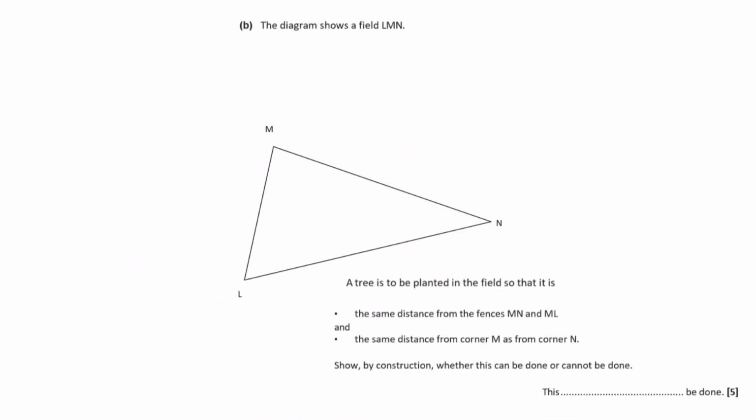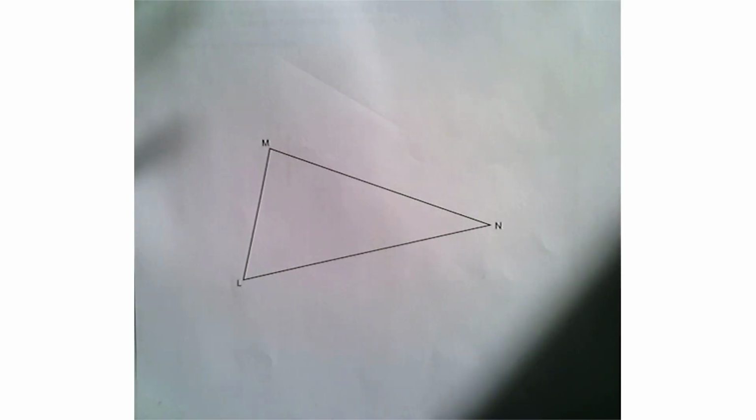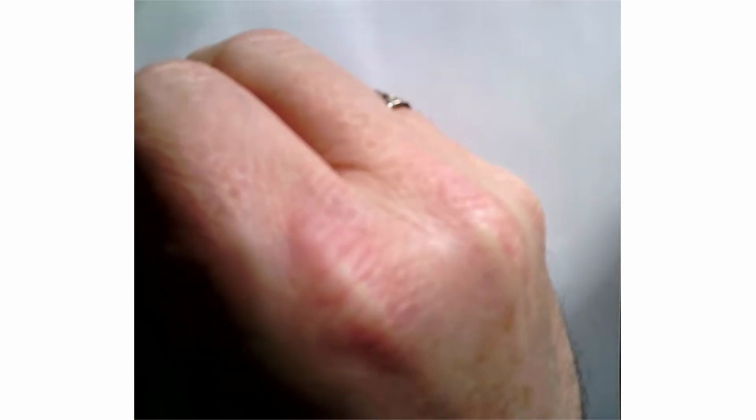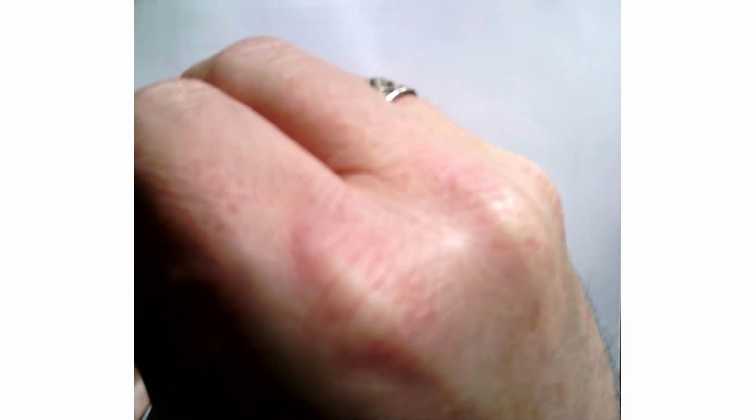Part B, the diagram shows a field LMN. A tree is to be planted in the field so that it is the same distance from the fences MN and ML, and the same distance from corner M as the corner N. Show by construction whether this can be done or cannot be done. Okay, and we've got a space to say if it is or isn't on the answer line. Right, first off, I'm going to make the same distance from fences MN and ML. That's an angle bisector, and to do that I need to put the compass tip at M and draw 2 arcs that cross the 2 lines ML and MN.